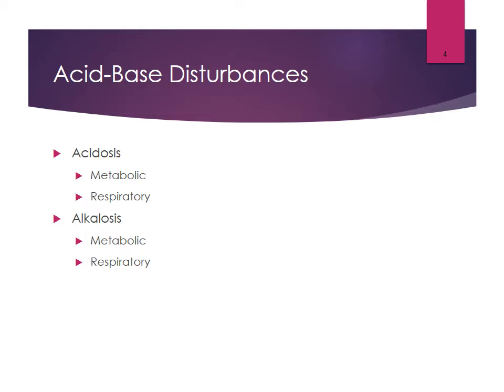So when we talk about metabolic acidosis, some of the causes would be ketoacidosis, fever, acute and chronic renal failure, and diarrhea.